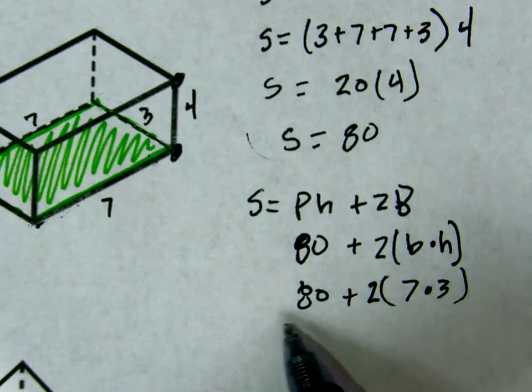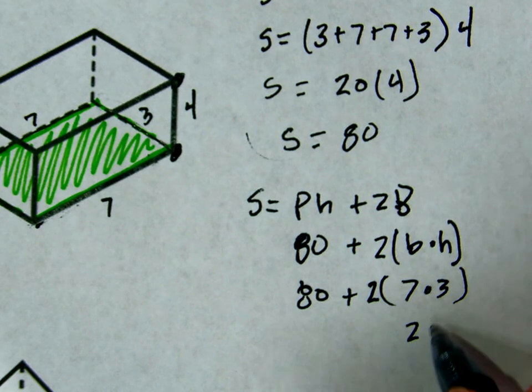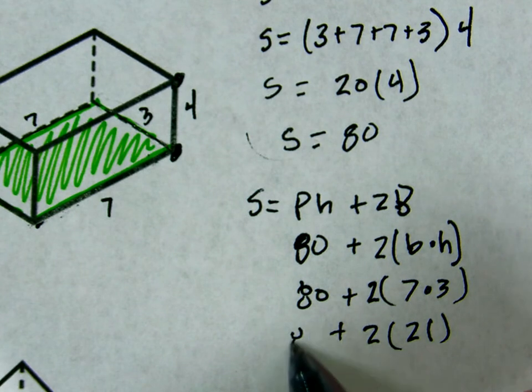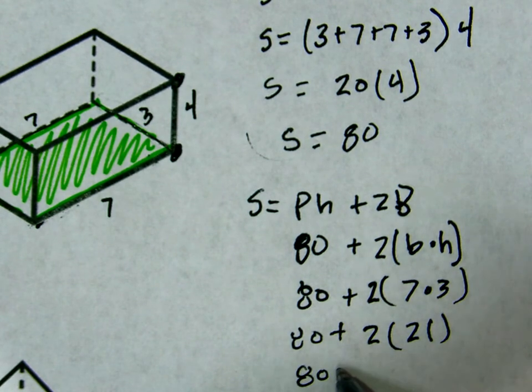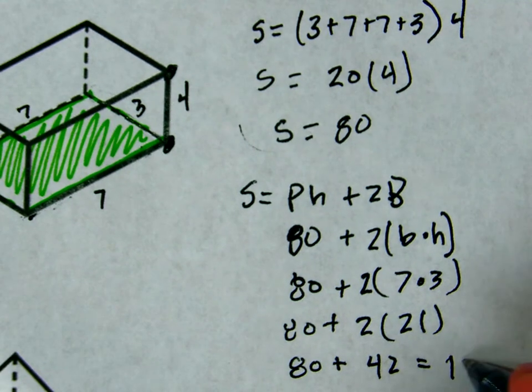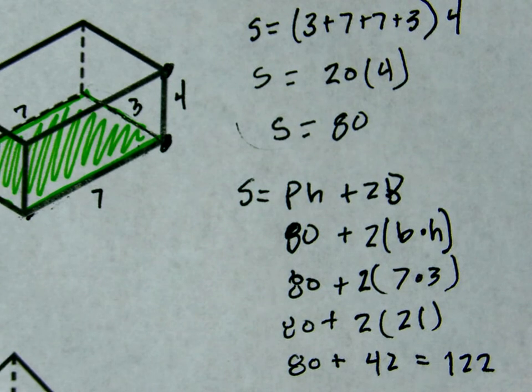So PEMDAS rules if you want to. 7 times 3 is 21. Times 2, so 2 times 21 is 42. 80 plus 42, we just add those up, should get us 122. I know I'm going quick. If you need to pause and follow along, go ahead and do that.